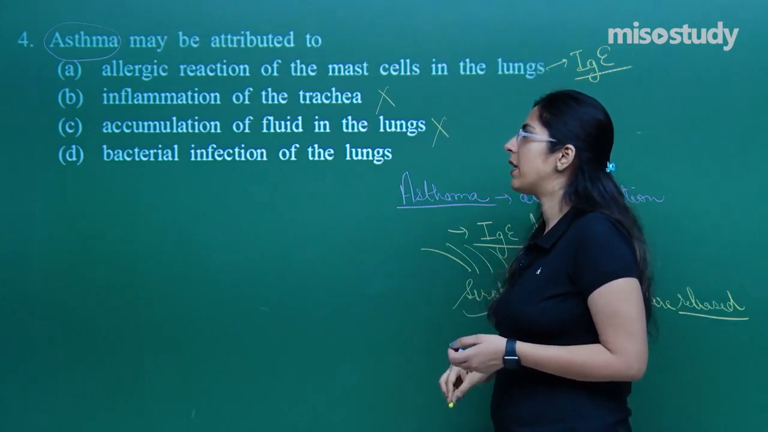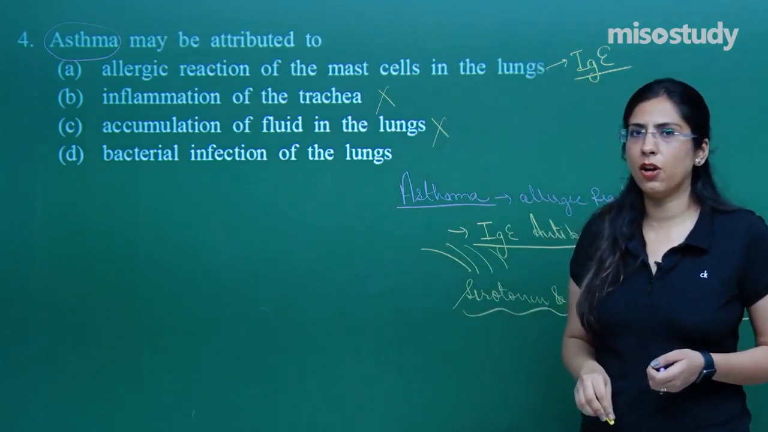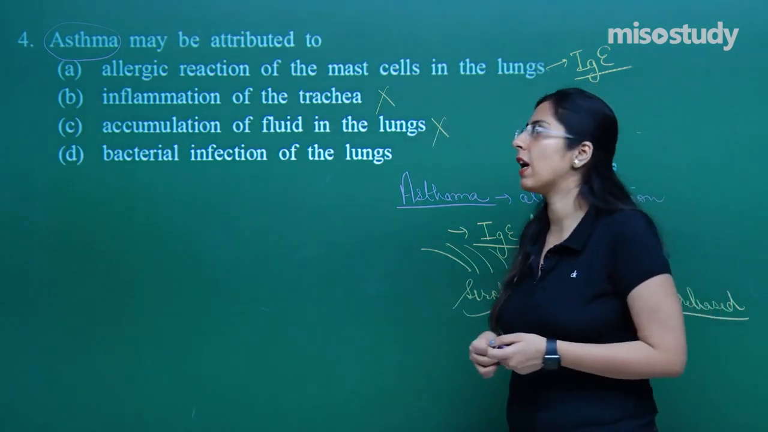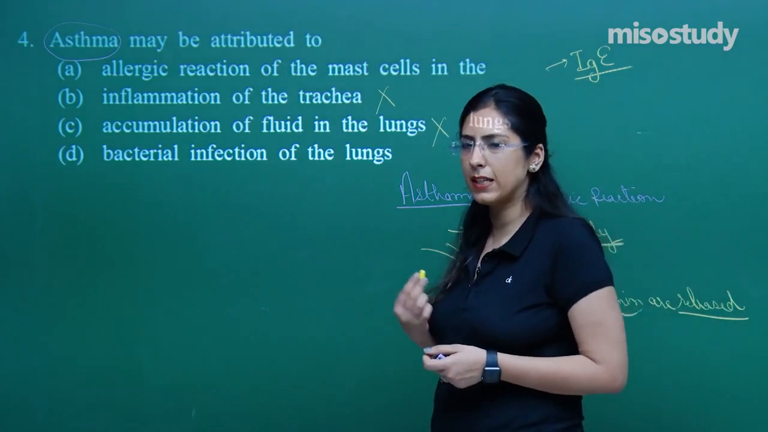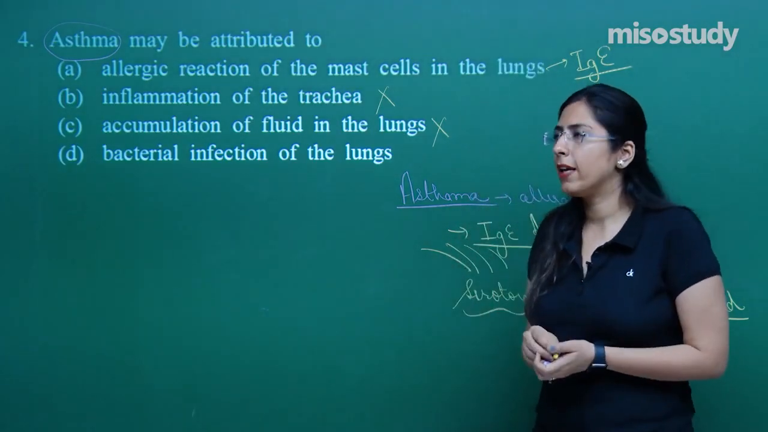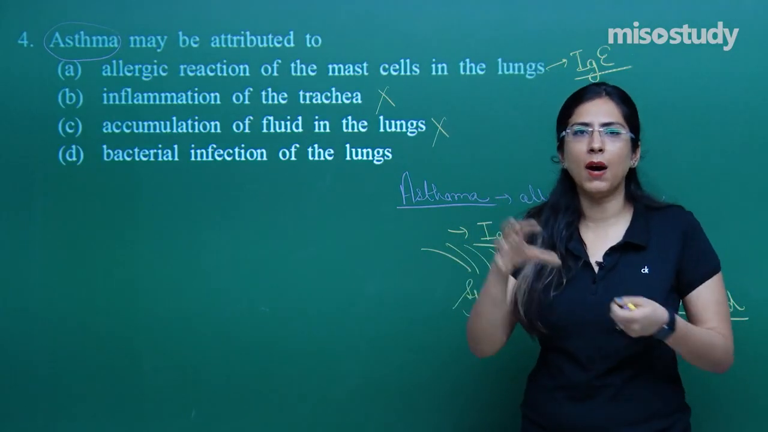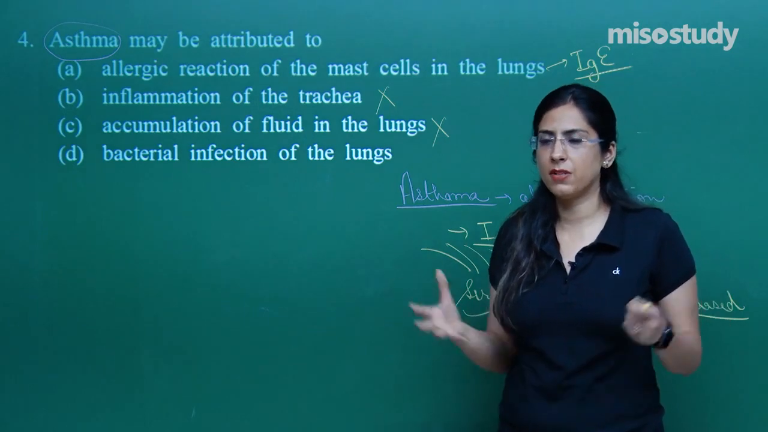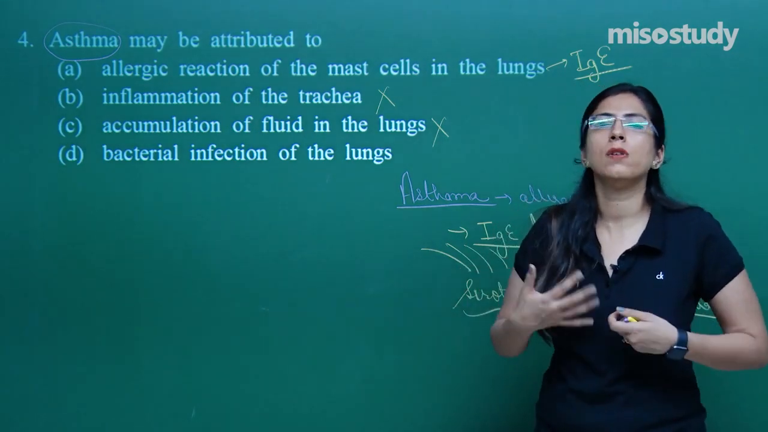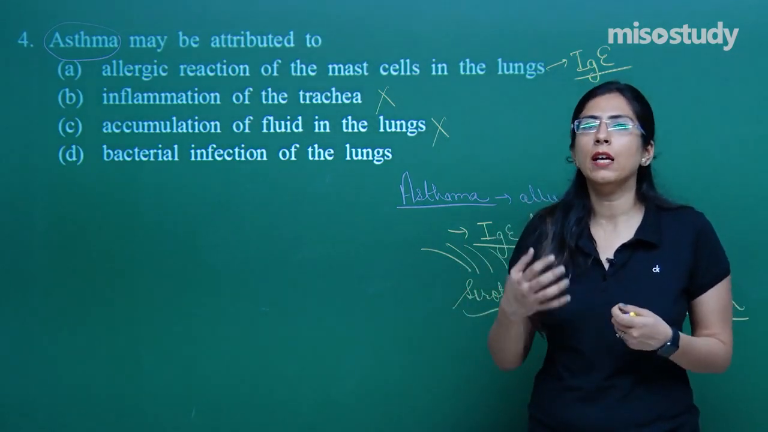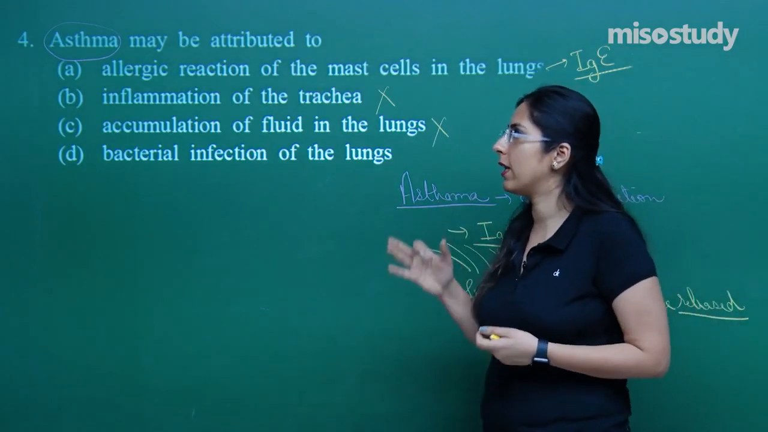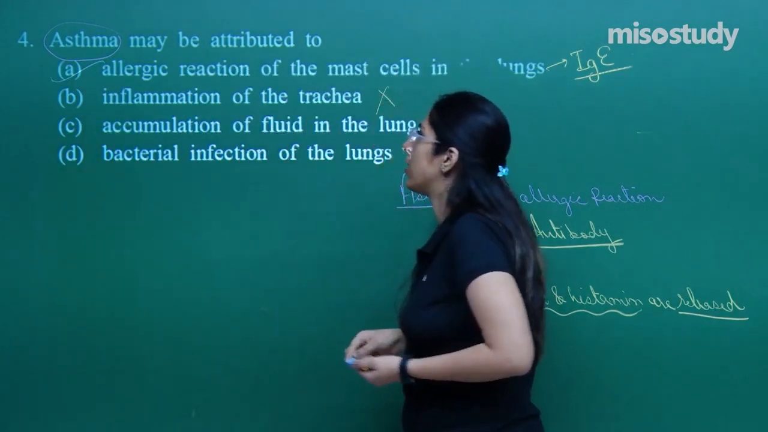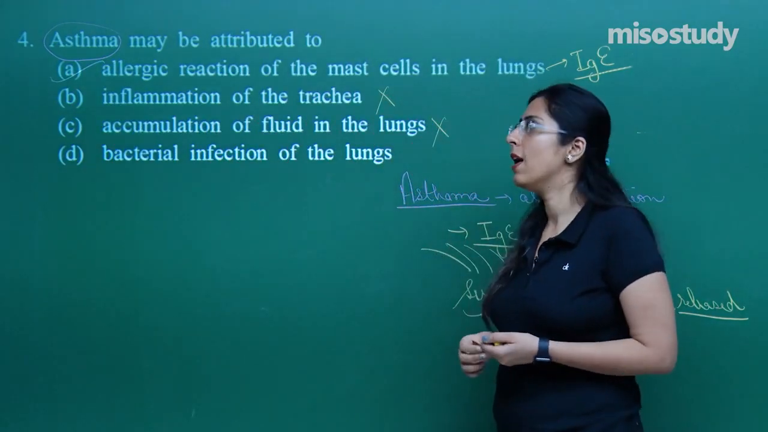The next option says bacterial infection of the lungs. This is not a bacterial infection; rather, it is an allergic reaction in which IgE is secreted in a very large amount. They attack the mast cells, there is a release of serotonin and histamines, accumulation occurs over there, the whole surface area is reduced and we feel breathlessness. So the correct option for question number 4 is an allergic reaction. Asthma is related to an allergic reaction.